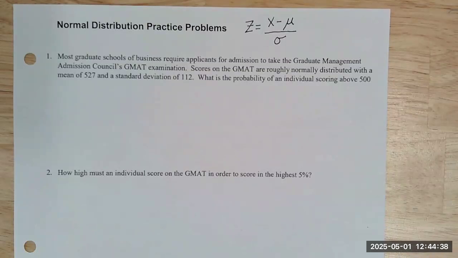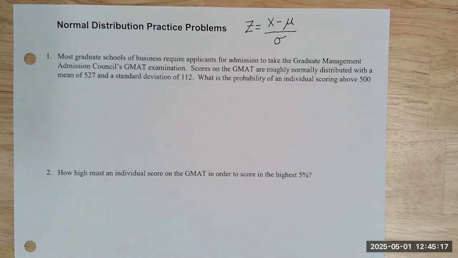Most graduate schools of business require applicants for admission to take the Graduate Management Admissions Council's GMAT exam. This is like the SATs, but for business school, or GREs for grad school, or the MCATs for medical school. Business school has its own crazy test. Scores on the GMAT are roughly normally distributed. They have to tell us that so that we can do what we're about to do. If we don't know that they're roughly normally distributed, then we can't turn these into z-scores. It doesn't work. But since they said that, we can move ahead.